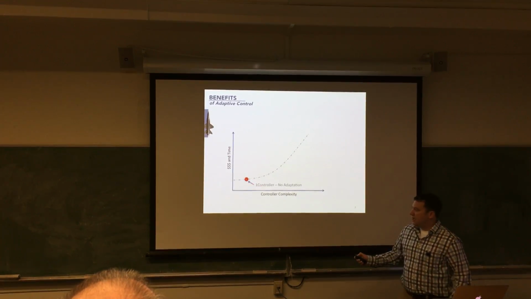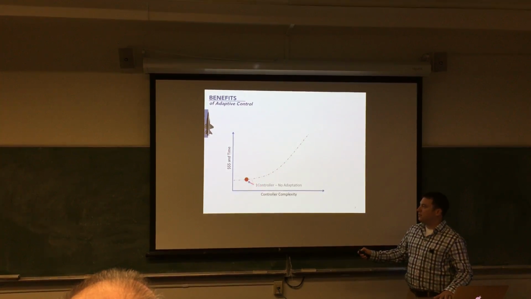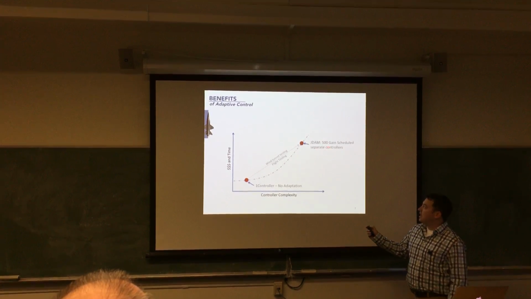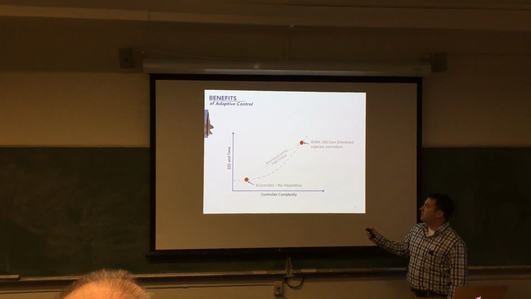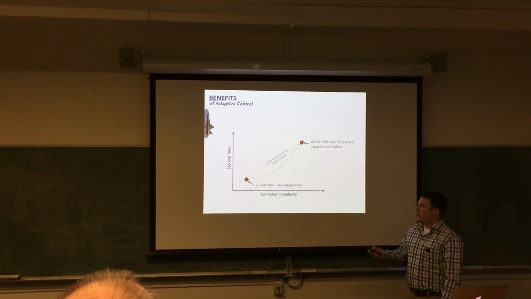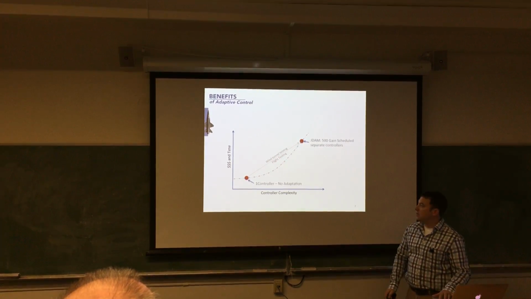So again, this is the JDAM scenario where you have one controller, no adaptation, it's pretty low cost and there's really low complexity. But when you actually apply it to a JDAM, it has 500 gain scheduled separate controllers for each one of these airspeed scheduled points. Well, that results in a lot of wind tunnel testing and flight testing, which is extremely expensive, right?